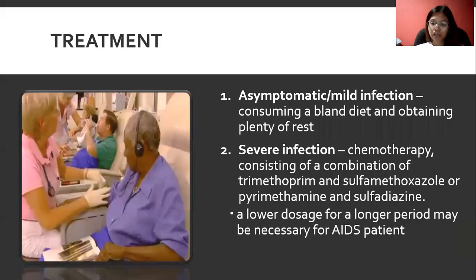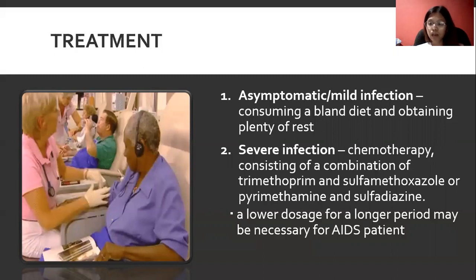Next natin is treatment. For asymptomatic or mild infection, the suggested treatment is consuming a bland diet and obtaining plenty of rest. So, wala po muna masyadong malasang pagkain, and ang pwede lang pong kainin is yung mababilis pong i-digest. And pahinga.